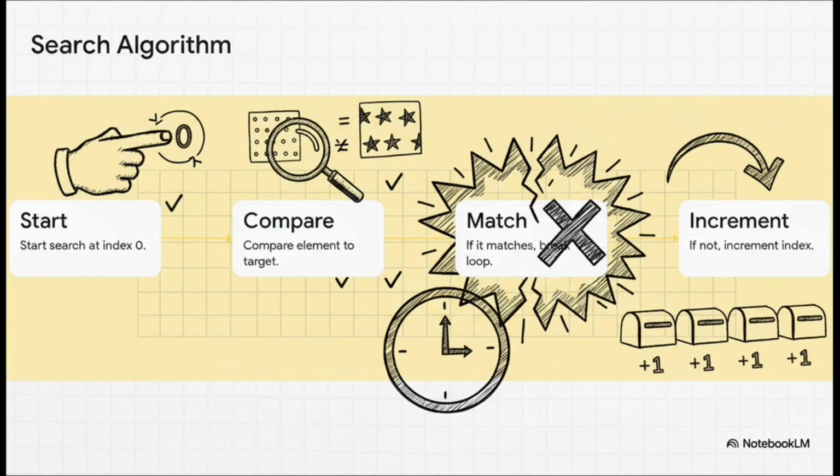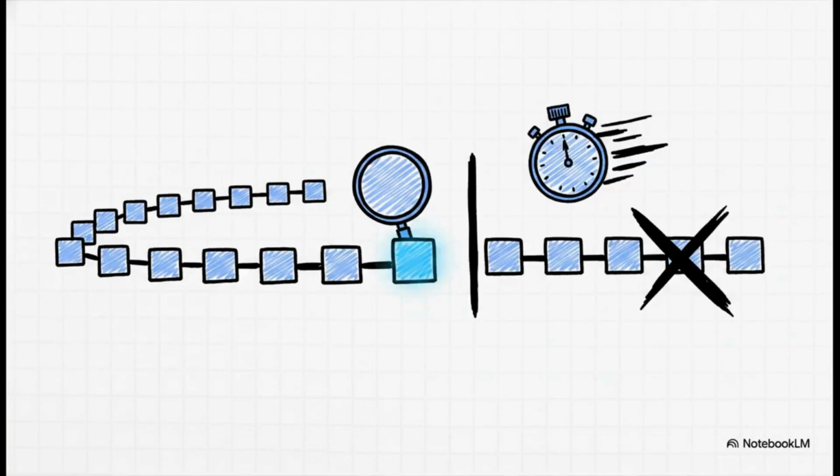And step 4, if it's not a match, we simply increment our index by 1, move to the very next mailbox in the row, and repeat the process. It's a highly systematic, highly repetitive checklist. Now I want you to pay very special attention to step 3.